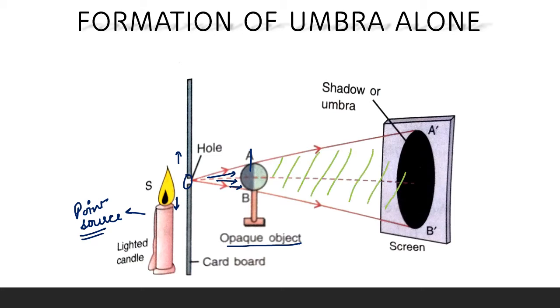Thus, a complete dark patch is obtained on the screen, which is called the umbra. The shadow thus formed will have sharp edges, and it will always be bigger in size than the object.